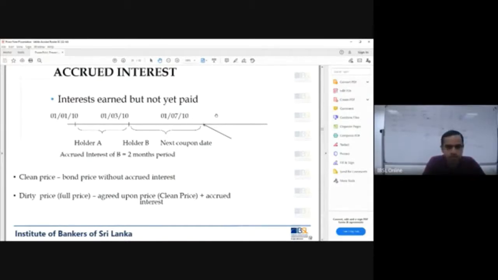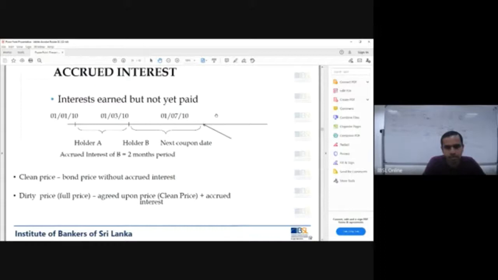And the coupon in this case is semi-annual, so that's why it's paid in 6 months. Now A should get 2 months of the 6 months coupon, because A had it for 2 months, and then B gets it for 4 months. That's called the accrued interest. The accrued interest B will pay is 2 months of interest, because he has to pay that 2 months to A.